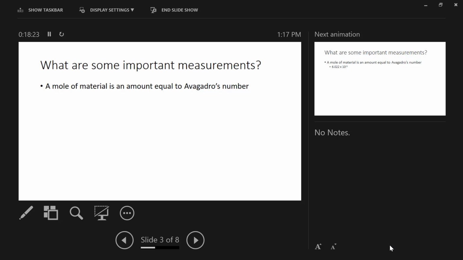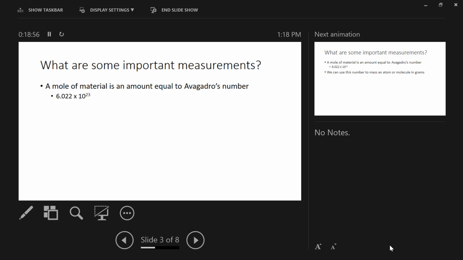A mole of material is an amount equal to Avogadro's number. What's our question? What is Avogadro's number? Is it like a dozen? Is it a gross, which is a dozen dozen? What is this number exactly? Here it is: 6.022 times 10 to the 23rd power. That is a big number.